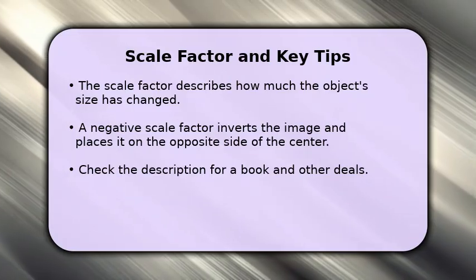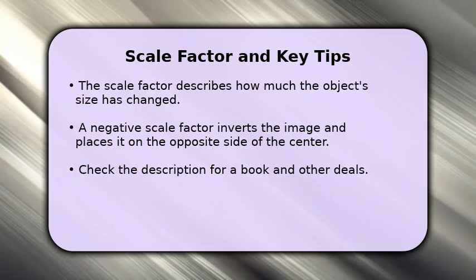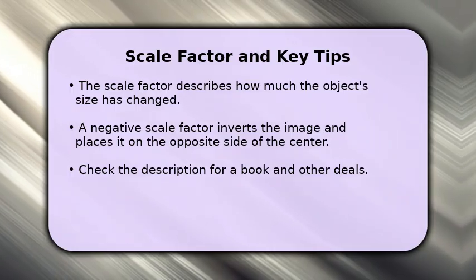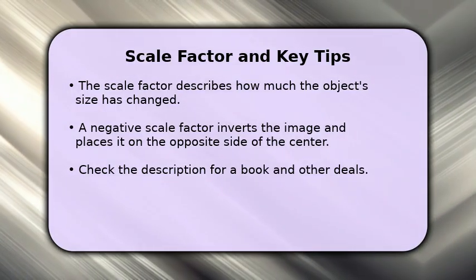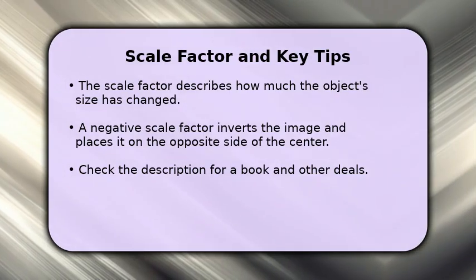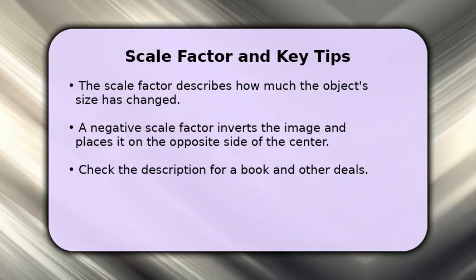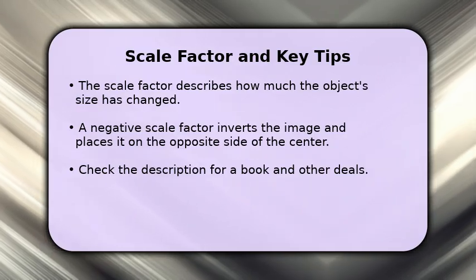Understanding the scale factor is also key. It tells you how much the object has been enlarged or reduced. A scale factor greater than 1 means enlargement, while a factor between 0 and 1 indicates reduction. If the scale factor is negative, the image will be inverted and appear on the opposite side of the center of enlargement. Always double-check your corresponding points to avoid errors.